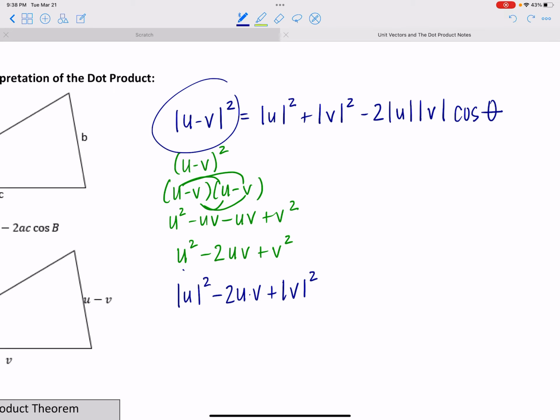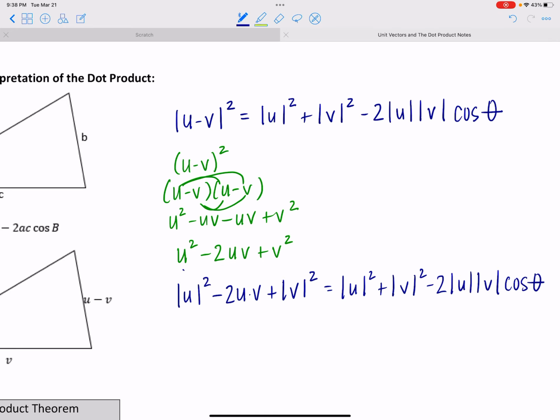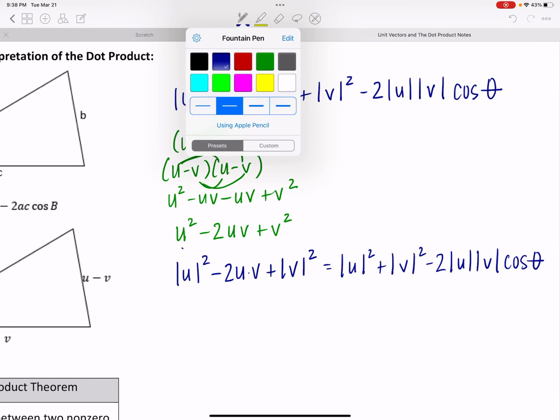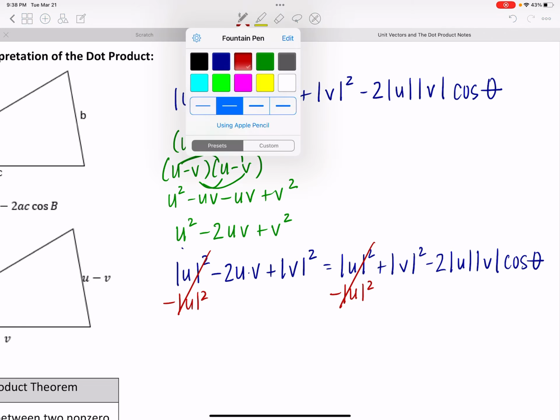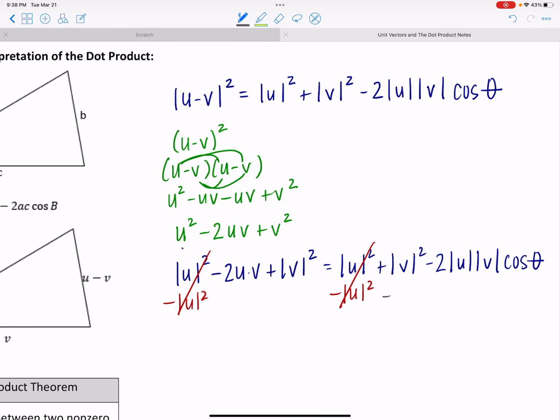On the other side of the equation, I still have magnitude of u squared, magnitude of v squared, minus 2, magnitude of u, magnitude of v, cosine of theta. But if we go to clean this up, lots of things are going to happen. So let's say I wanted to move this magnitude of u squared over, I would subtract it. Well, since I have that same term on this side, those are going to cancel. And the same thing happens with the magnitude of v. If I go to subtract this over to the other side, since I have the same thing on the other side, those are going to cancel.